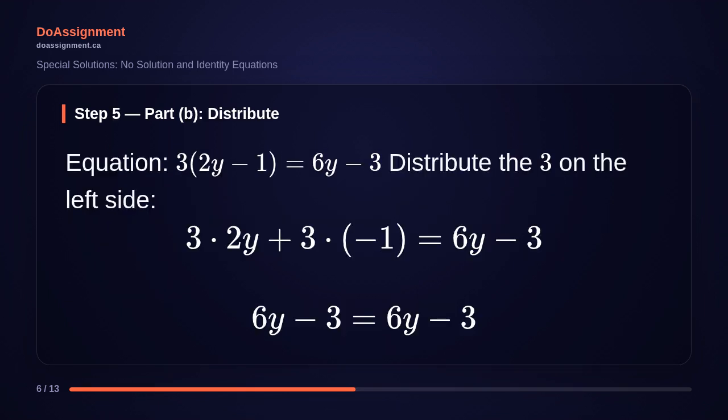Moving on to part B. The equation is 3 times the quantity 2y minus 1 equals 6y minus 3. Distribute the 3 on the left. 3 times 2y is 6y, and 3 times negative 1 is negative 3. So the left side becomes 6y minus 3, the right side is already 6y minus 3. Both sides look identical.